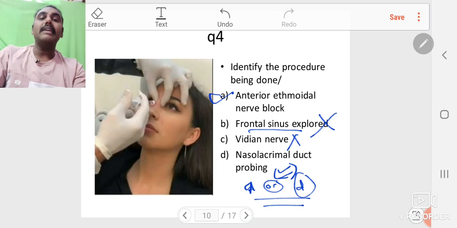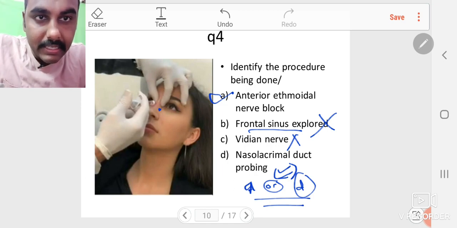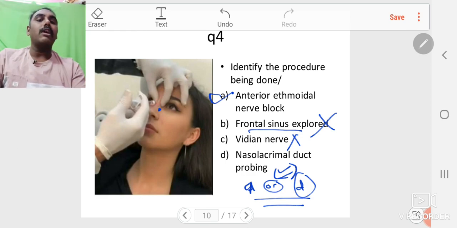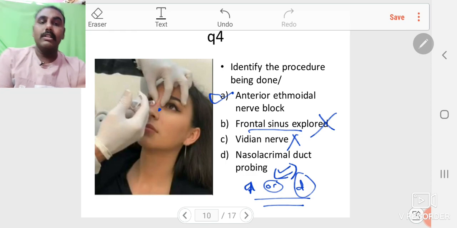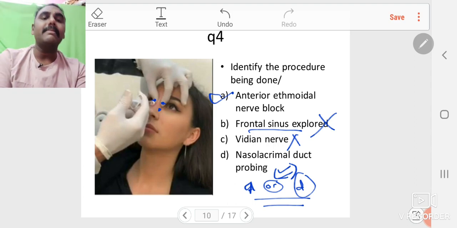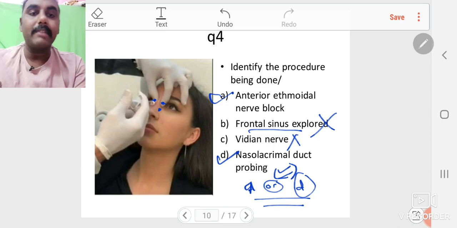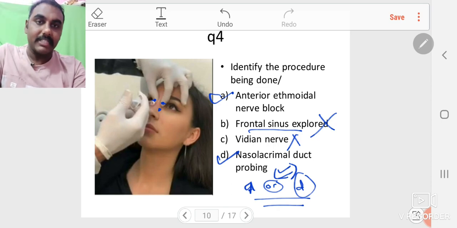So, if the injection is being given here, then I would go for option A, anterior ethmoidal nerve block. But here it is typically pointing that it is exactly in the eye area, exactly in the medial canthus area. That means I will go with option D, that is the nasolacrimal duct probing or syringing.